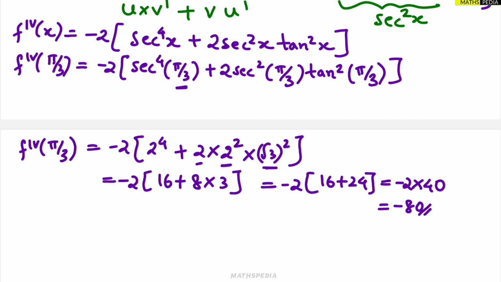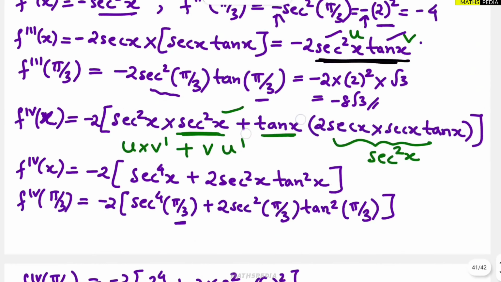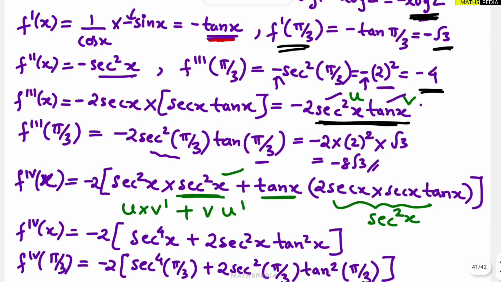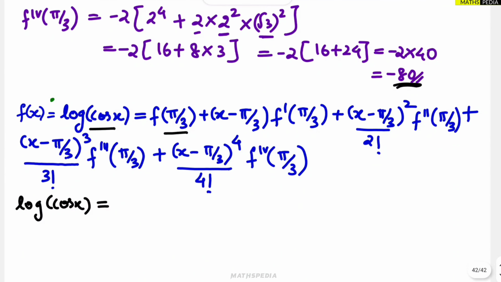Now let us substitute all the values in the equation. Log cos x will be equal to f of pi by 3. What was the value we calculated for f of pi by 3? Let us go back and see. So f of pi by 3 is minus log 2. Then f dash of pi by 3 is minus root 3. Then the triple dash value is minus 4. Then minus 8 root 3. Then the last value was minus 80. Substitute all these values here.